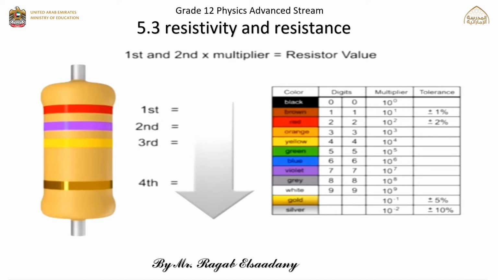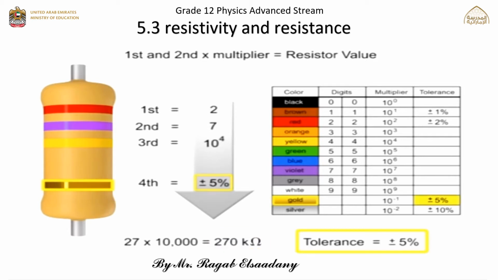Example 1. The first band is red, so the first digit value is 2. The second band is violet, so the second digit is 7. The third band is yellow, so we multiply the first two numbers by 10 to the power 4. Thus, the value of this resistor is 27 times 10 to the power 4 ohms, equal to 270 kilo ohms, with a tolerance of plus or minus 5%.